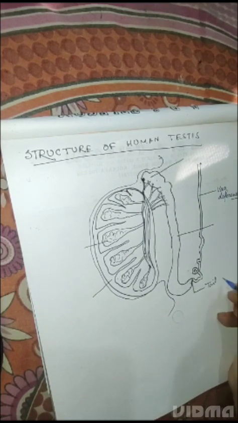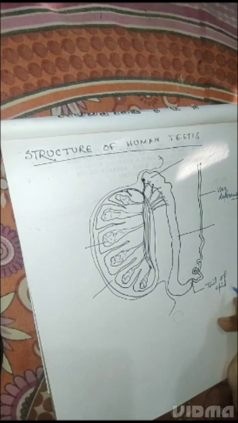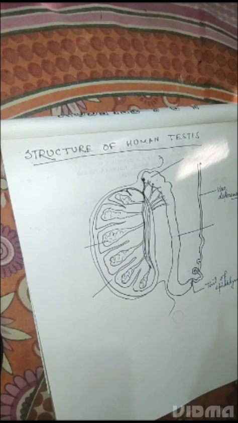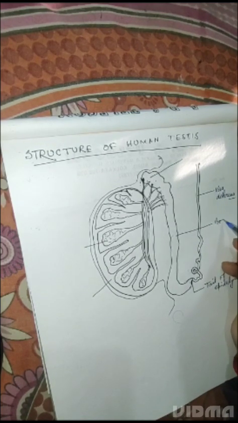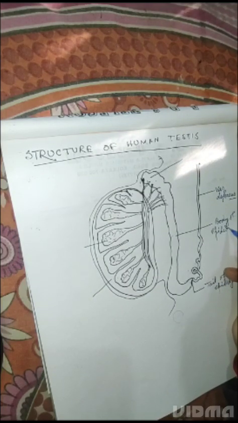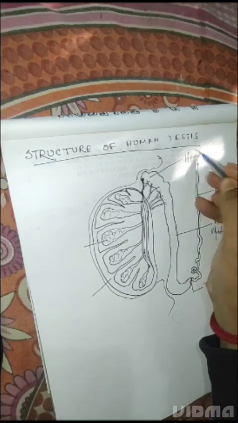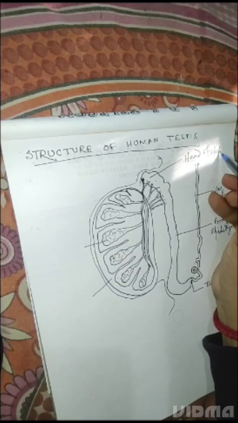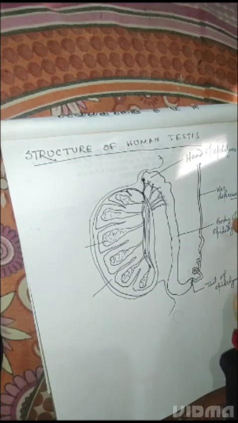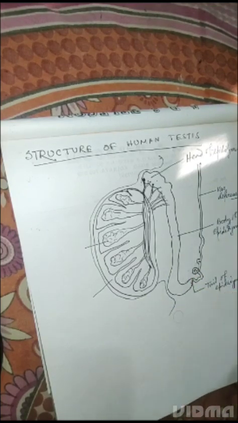So you can just write tail of epididymis. This is the body of epididymis, and this is the head of epididymis. Okay, so that's it. This is the epididymis, and you can basically divide it into three parts: the head region, the body, and the tail.